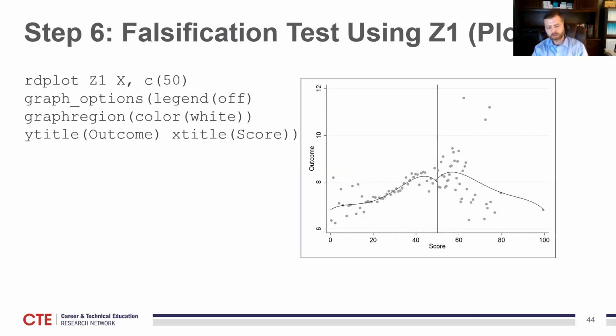We already looked at an example of this in the handout, but you can do a falsification test by just plotting the data, but replacing the outcome variable y with one of these other variables like z1. This is what you get when you do that. I think this is actually the same output as we used in the handout, but it just goes to show you there's no evidence of a discontinuity here.